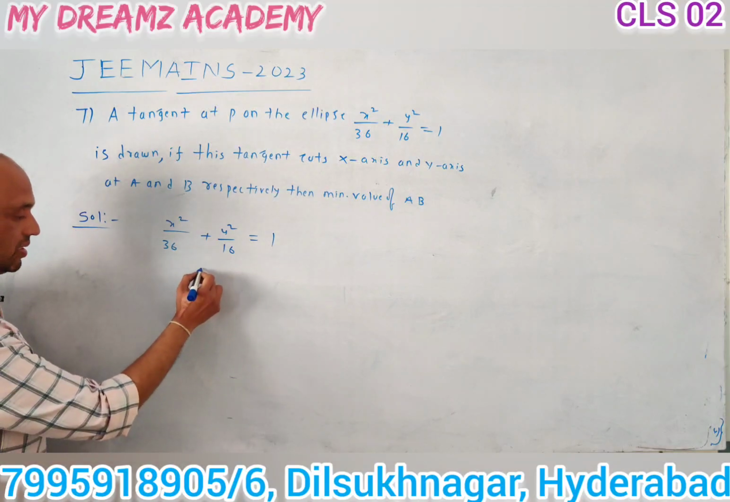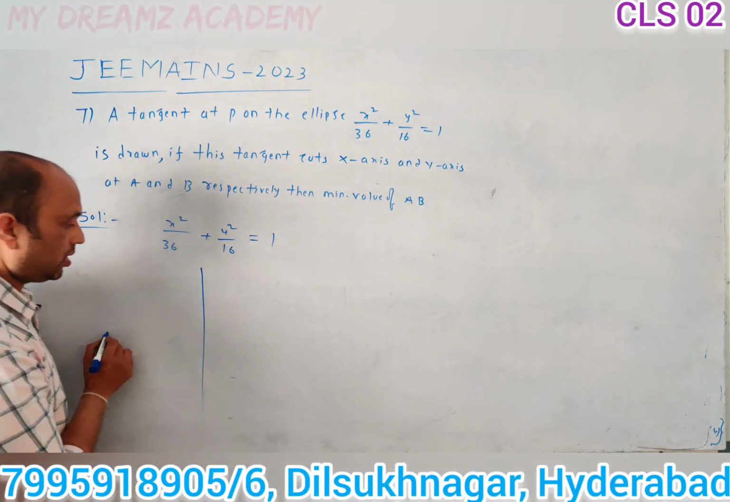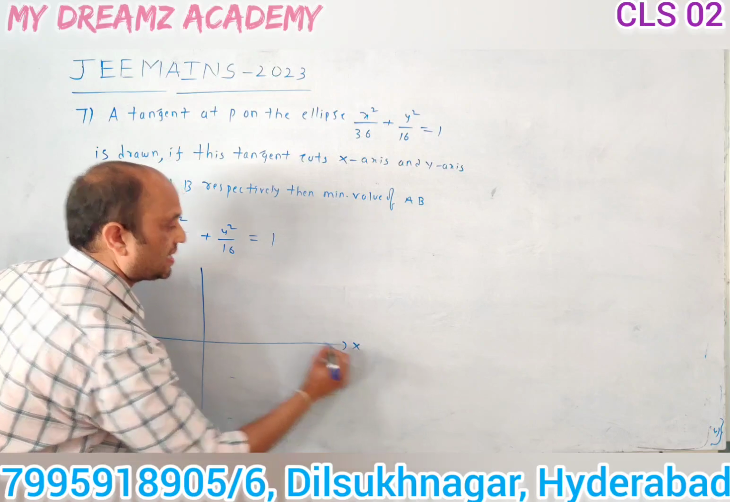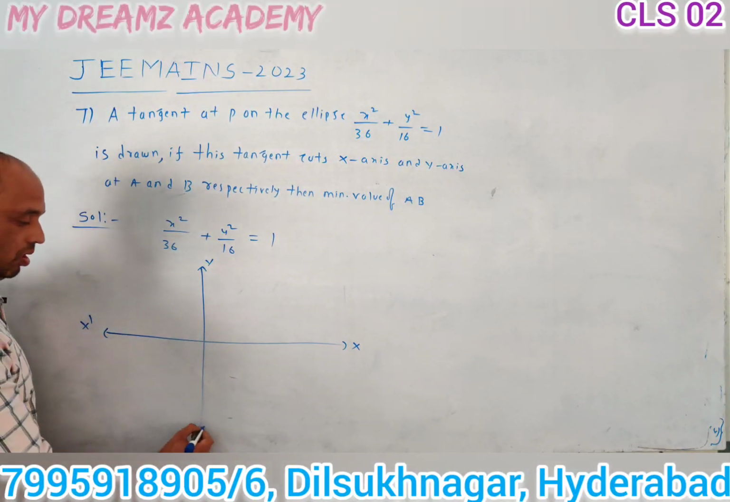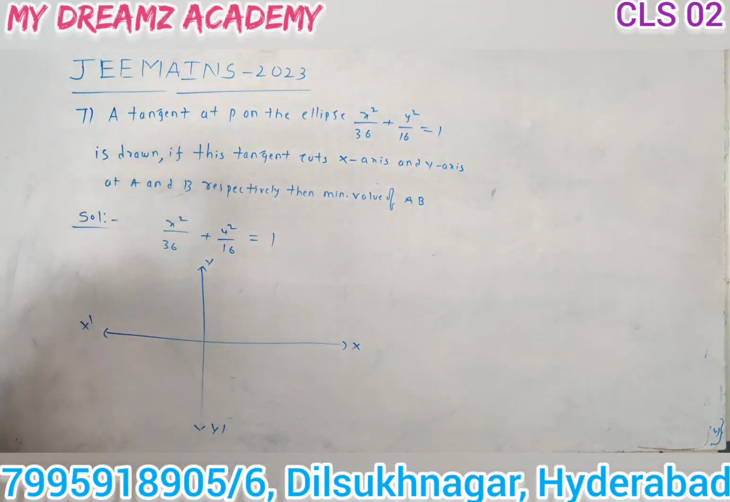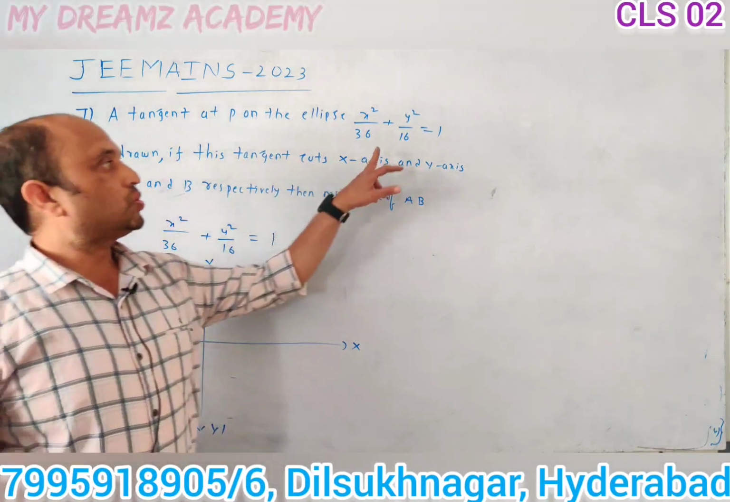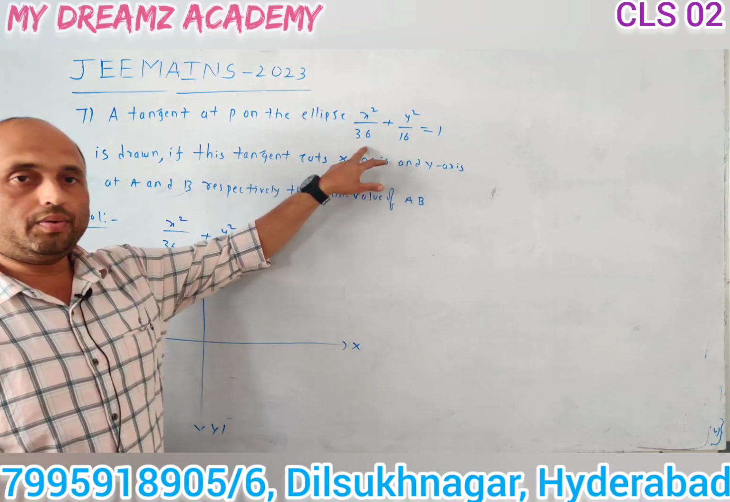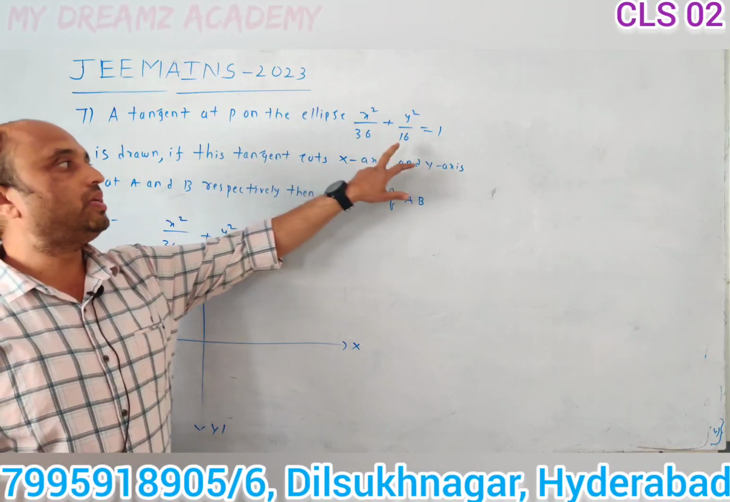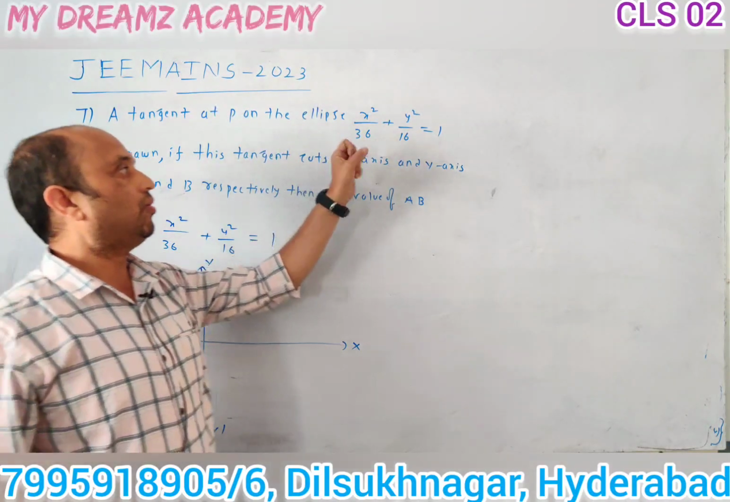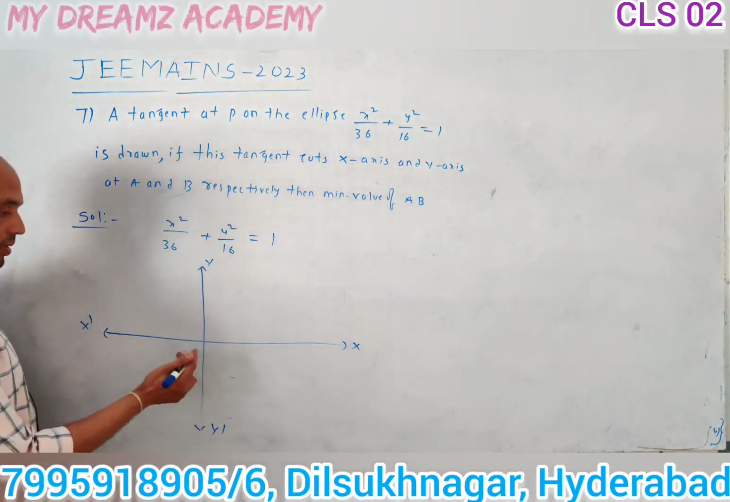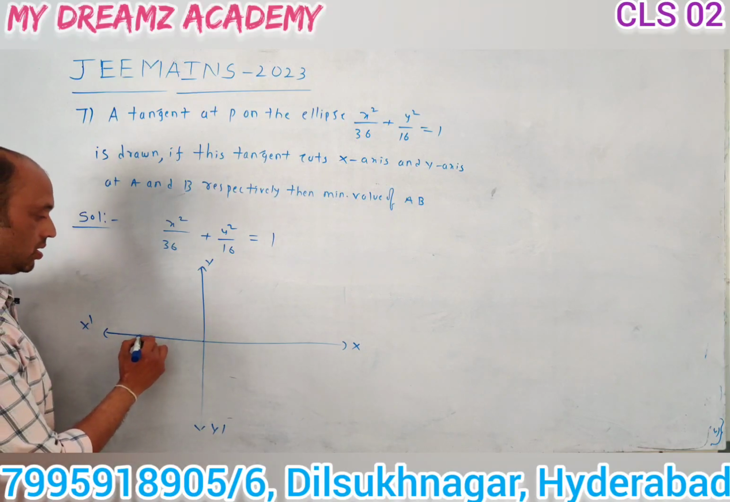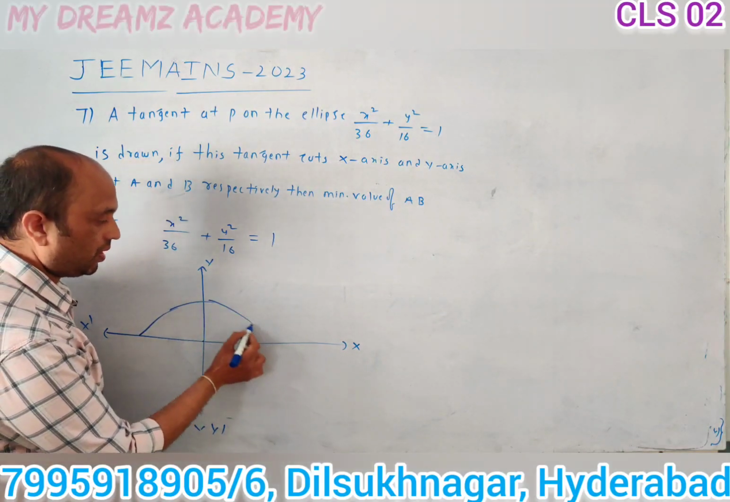Here is a diagram of the required ellipse, with x-axis, y-axis, x dash and y dash. In this ellipse, A value is 6 and B is 4, so the length of the major axis is 12 and the minor axis is 8, and the center is at the origin. So this is our required equation of ellipse.